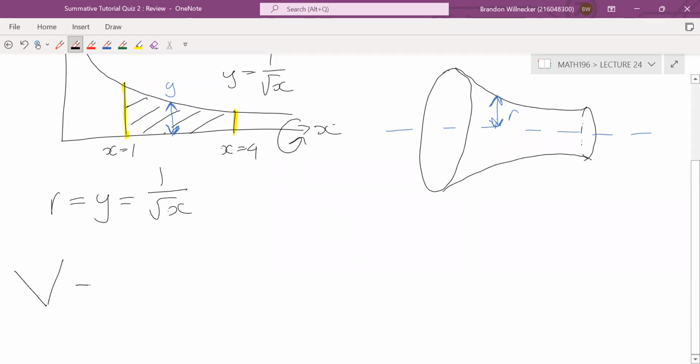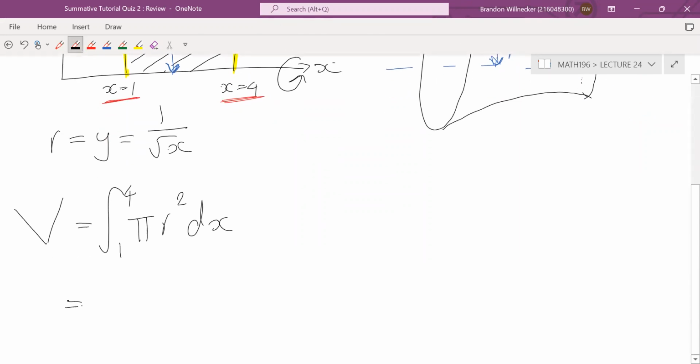So the volume in this case is going to be the integral from 1 to 4, because x goes from 1 to 4, of pi times the radius squared dx. So that's going to be pi integral from 1 to 4. The radius squared is going to be 1 over root x squared. That's going to be 1 over x dx.